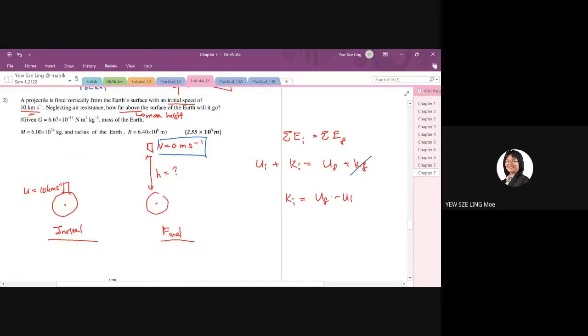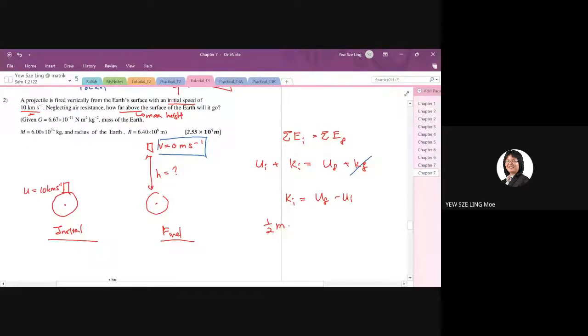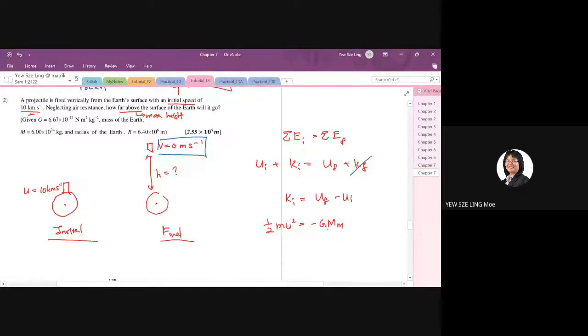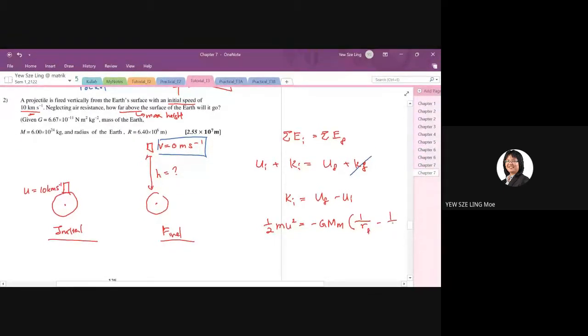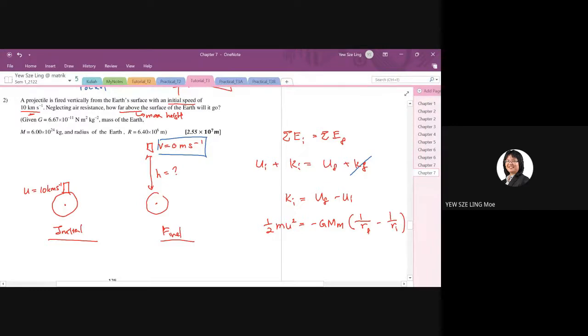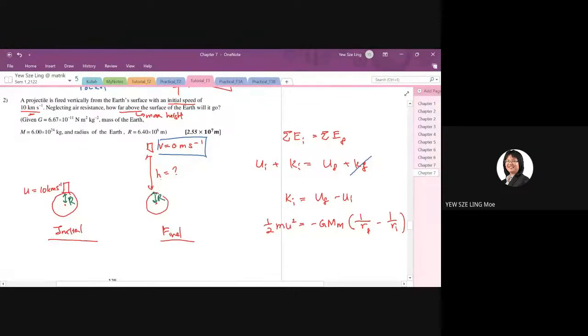From this step, we can expand the equation. So 1 over 2 m u squared equals negative G M m, where capital M and small m, times the bracket 1 over r final minus 1 over r initial. Now this is the part where you have to be careful. What is your r initial? The object is on the surface, so it simply equals the radius of the Earth. What do we have for r final? We have R plus h.